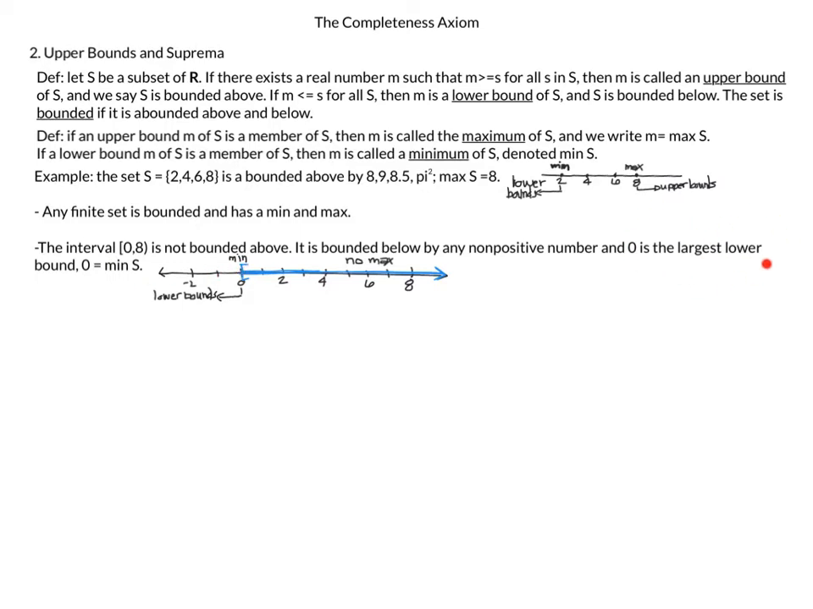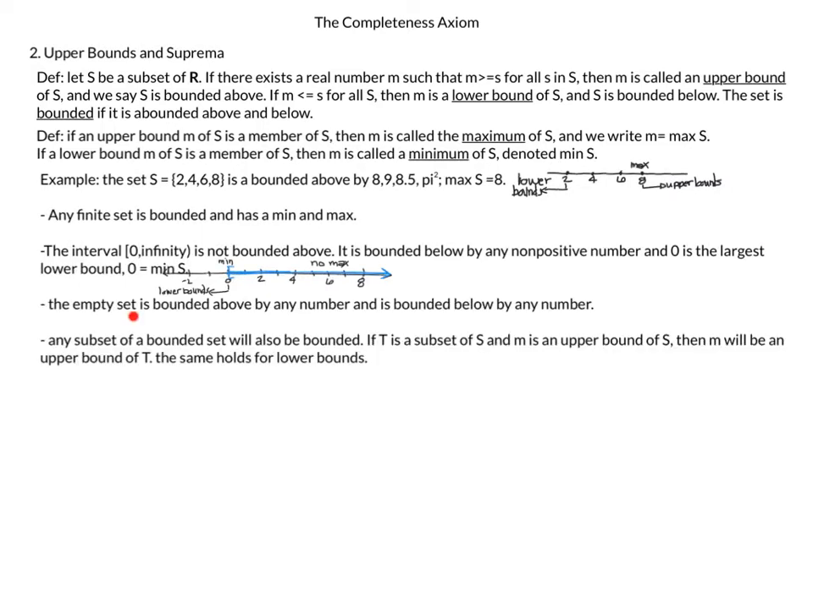Describing this as the largest lower bound might seem funny now, but you should get accustomed to that wording. A couple of other notes: the empty set is bounded above by any number and is bounded below by any number. And any subset of a bounded set will also be bounded. So if T is a subset of S and M is an upper bound of S, then M will also be an upper bound of T, and the same holds for lower bounds.